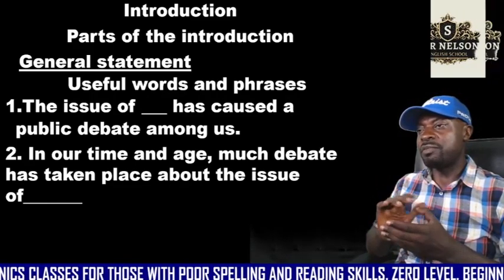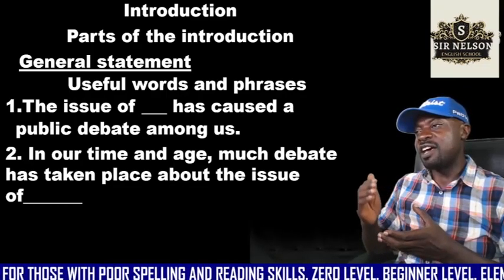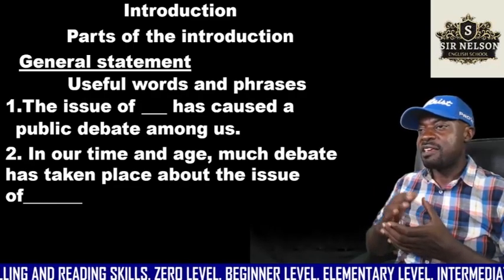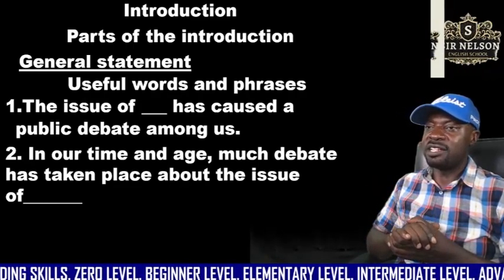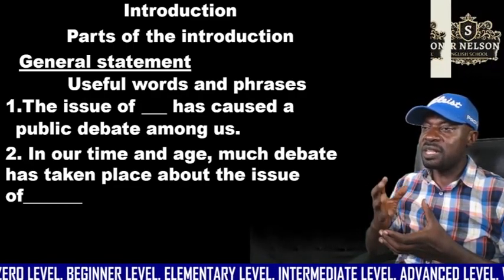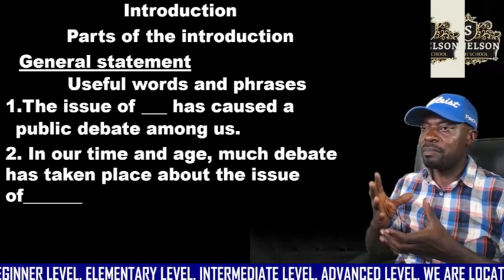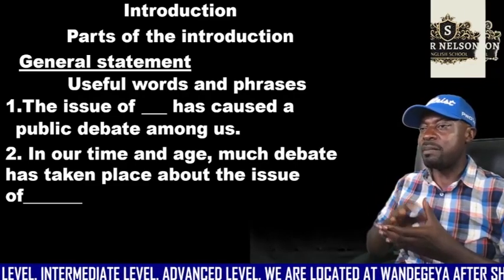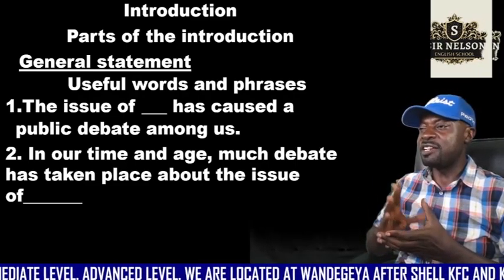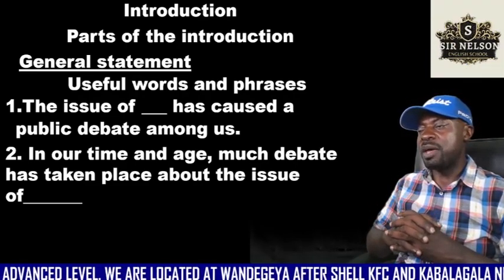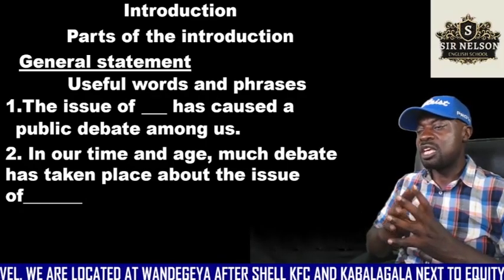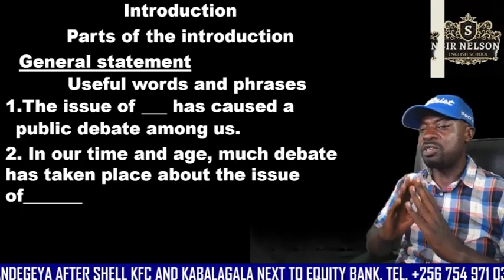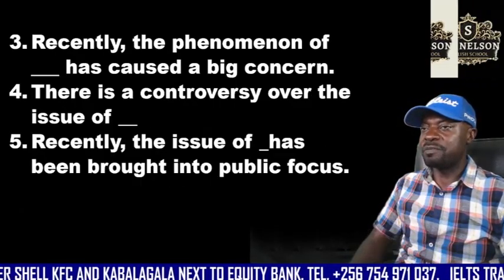Number one. The issue is taken from the topic: discuss the advantages and disadvantages of the internet. The issue there is the internet. The issue is the subject that is being talked about. The issue of the internet has caused a public debate among us. Number two, in our time and age, much debate has taken place about the issue of the internet.